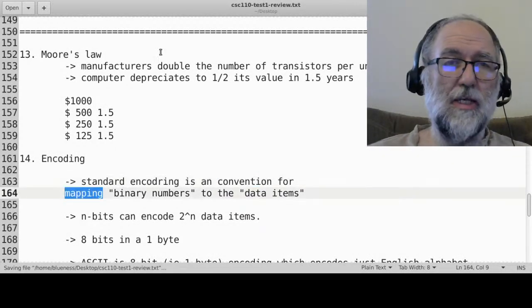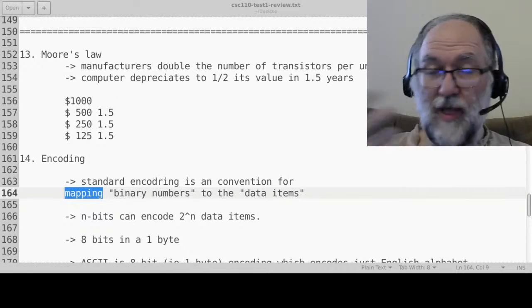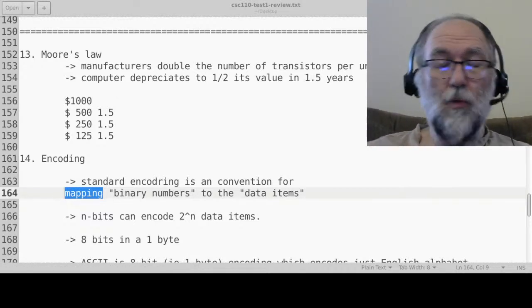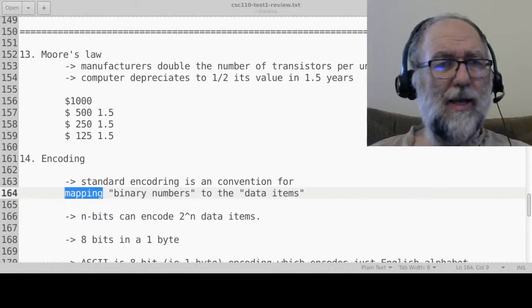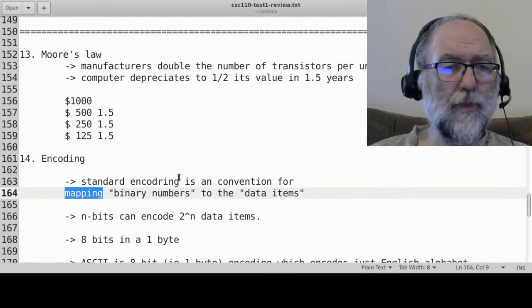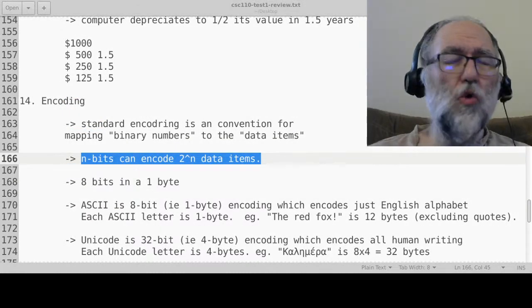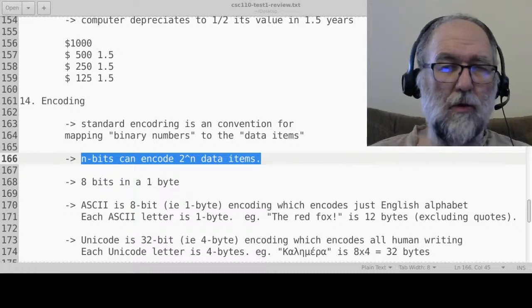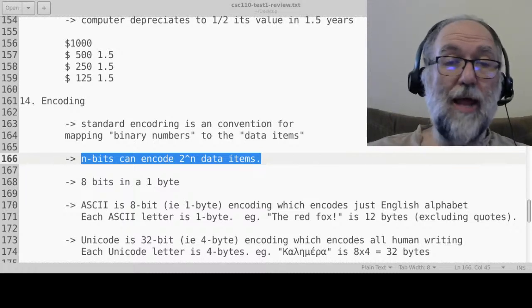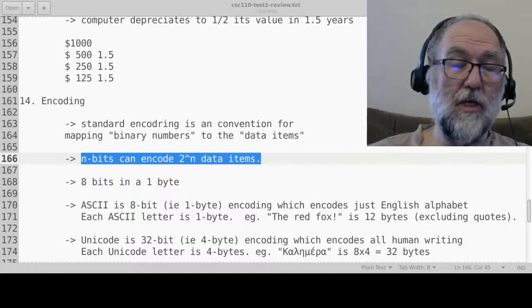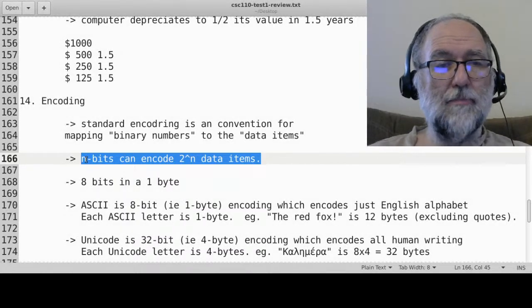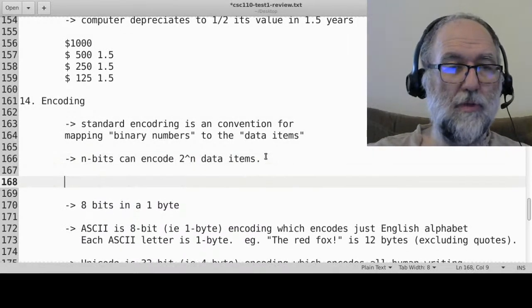Now that interpretation is arbitrary. Someone has to create it from scratch, but once it's created, we all adopt it, and that's what makes it a convention. It's arbitrary, but there's something you can say about this. If you have an n-bit encoding, that means you can encode 2 to the n items. That sometimes confuses students, so let me give you a very simple example.